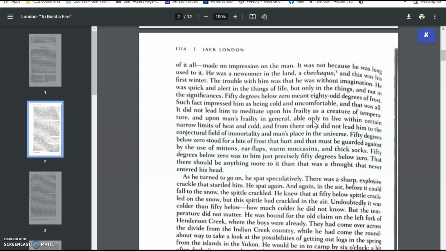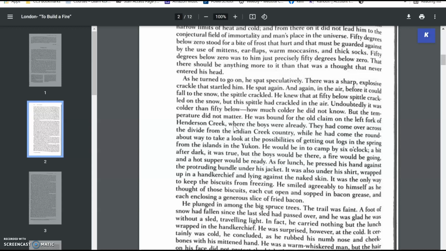And so he's walking along, and he spits out of his mouth. And it says, there was a sharp explosive crackle that startled him. He spat again and again in the air. Before it could fall to the snow, the spittle cracked. So his spit is literally freezing as he's spitting it out of his mouth before it can hit the ground. And the thought comes to him that, hey, it might be a little colder than 50 below zero if I can spit and it freezes like an icicle in the air before it hits the ground. But here he goes again. The temperature did not matter because he's got a plan. He's on the path. He thinks that he is confident enough to make it to the camp.